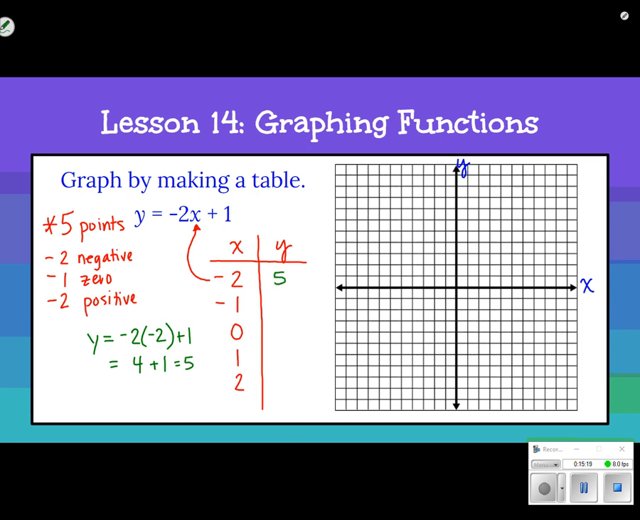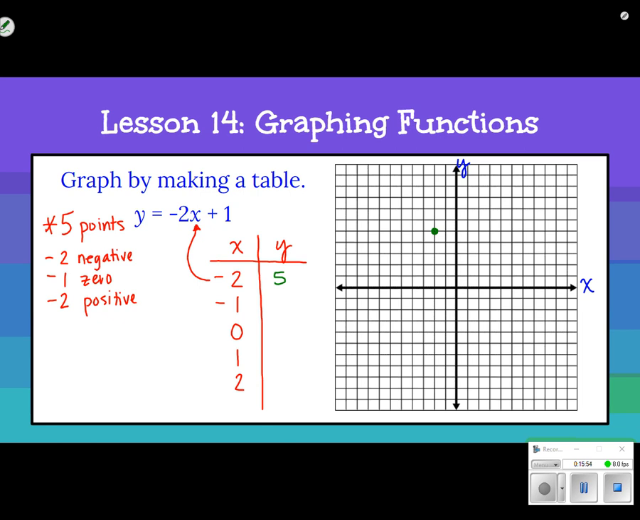Now, some of you can do that in your head. Some of you will plug it in a calculator. That's fine. I'm not going to be picky about how you get your y values right now, but I do want you to be doing something to get them. Now let's plot this as a point. -2, 5. You start at 0, 0, of course. Don't make that a point. But start at 0, 0, and we're going to go left 2 and up 5. 1, 2, 3, 4, 5. So right there, we're making a point.